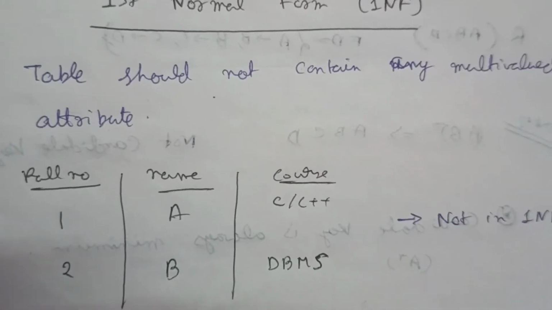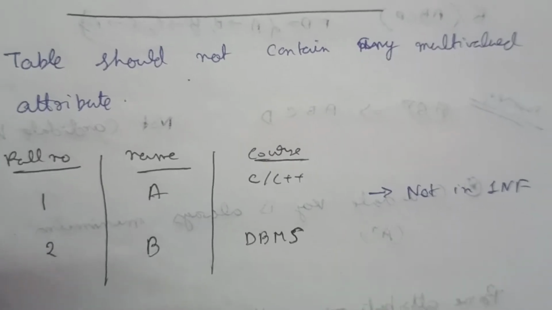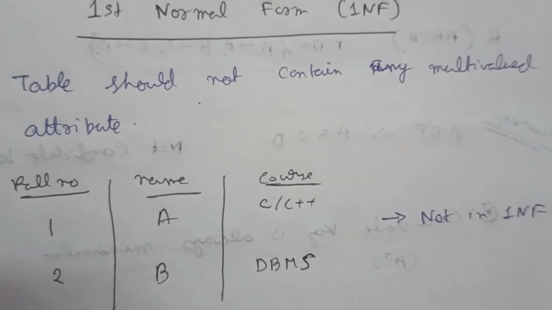Welcome to another video of our DBMS playlist. We were studying normalization. So today we will learn about first normal form, that is 1NF.